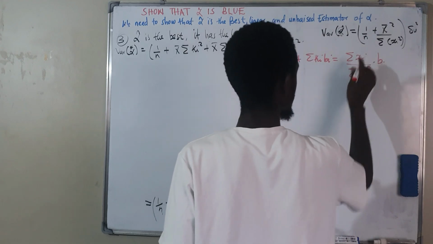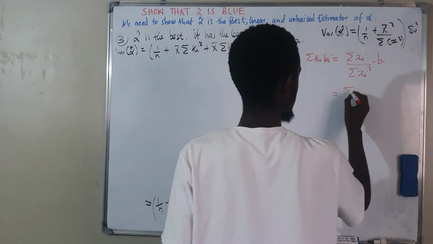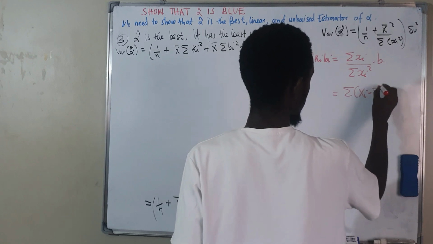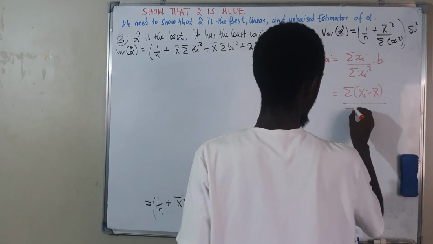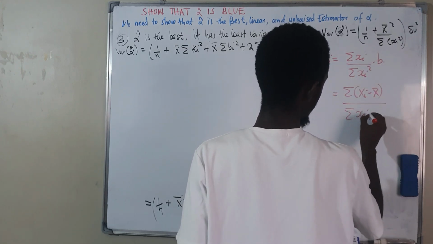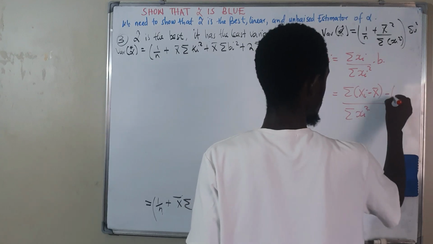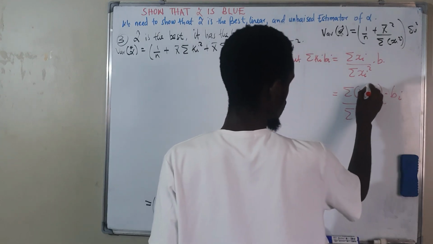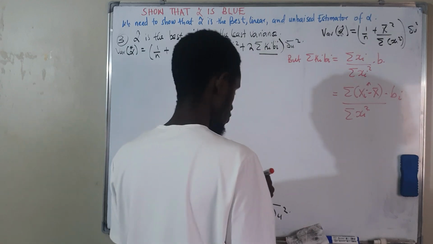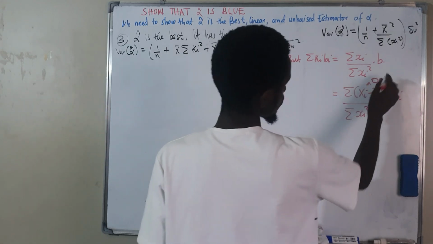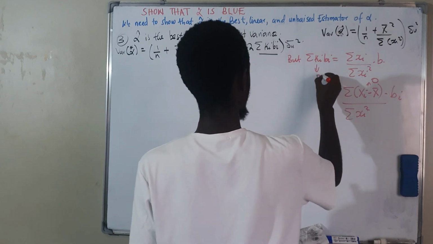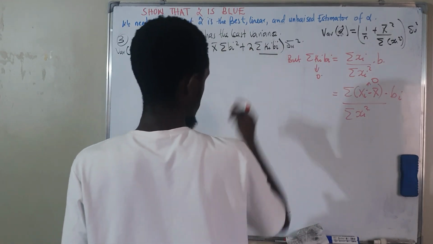But remember now, the summation of this one is going to be the same as having the summation of (xi − x bar), which is xi, over the summation of xi squared, then times bi. But remember I said the sum of the differences from the mean is already 0. Therefore, the summation of bi is going to be 0, and the whole of this term is going to become 0.